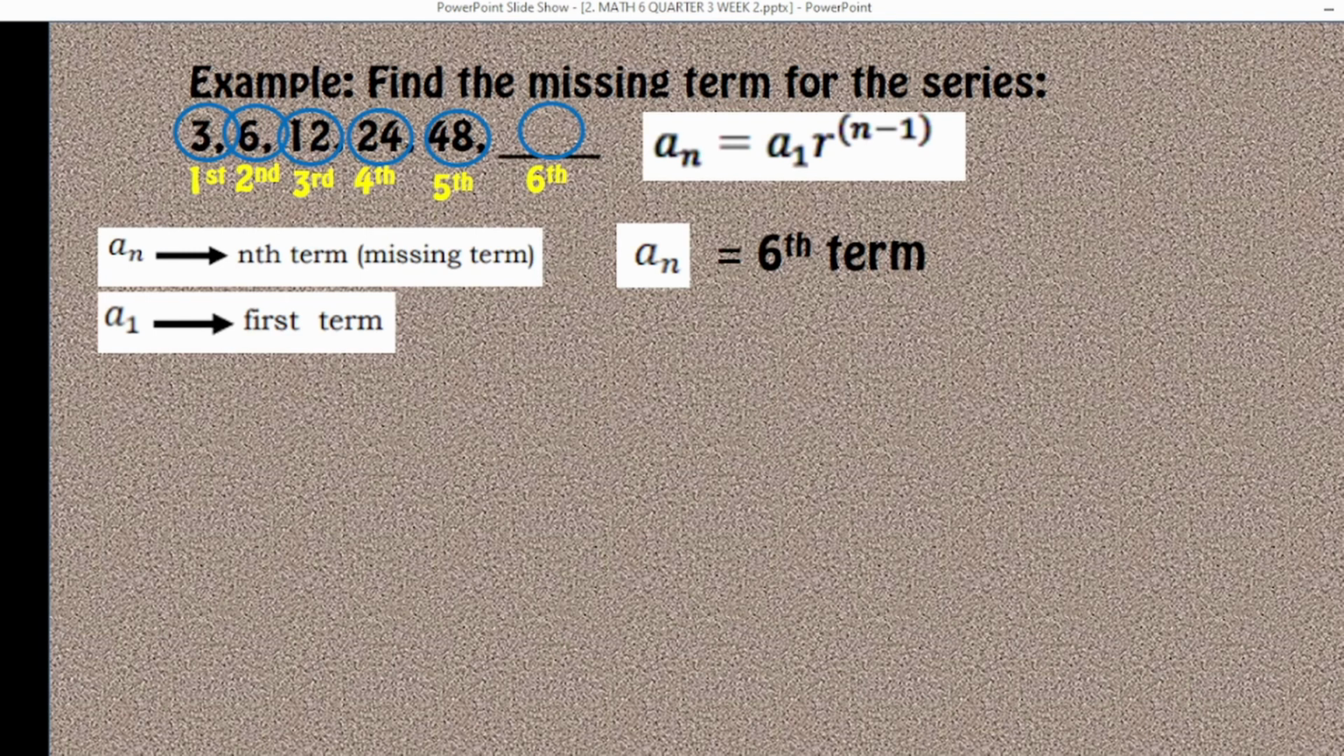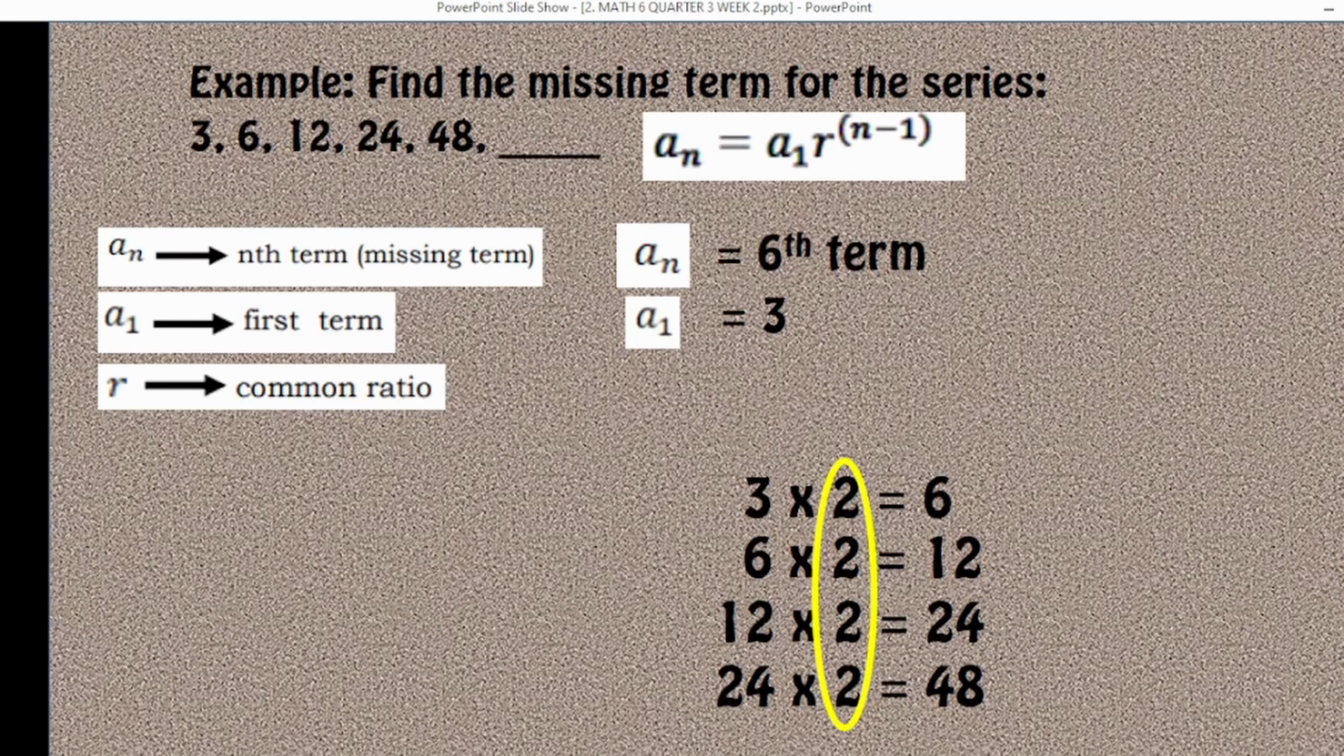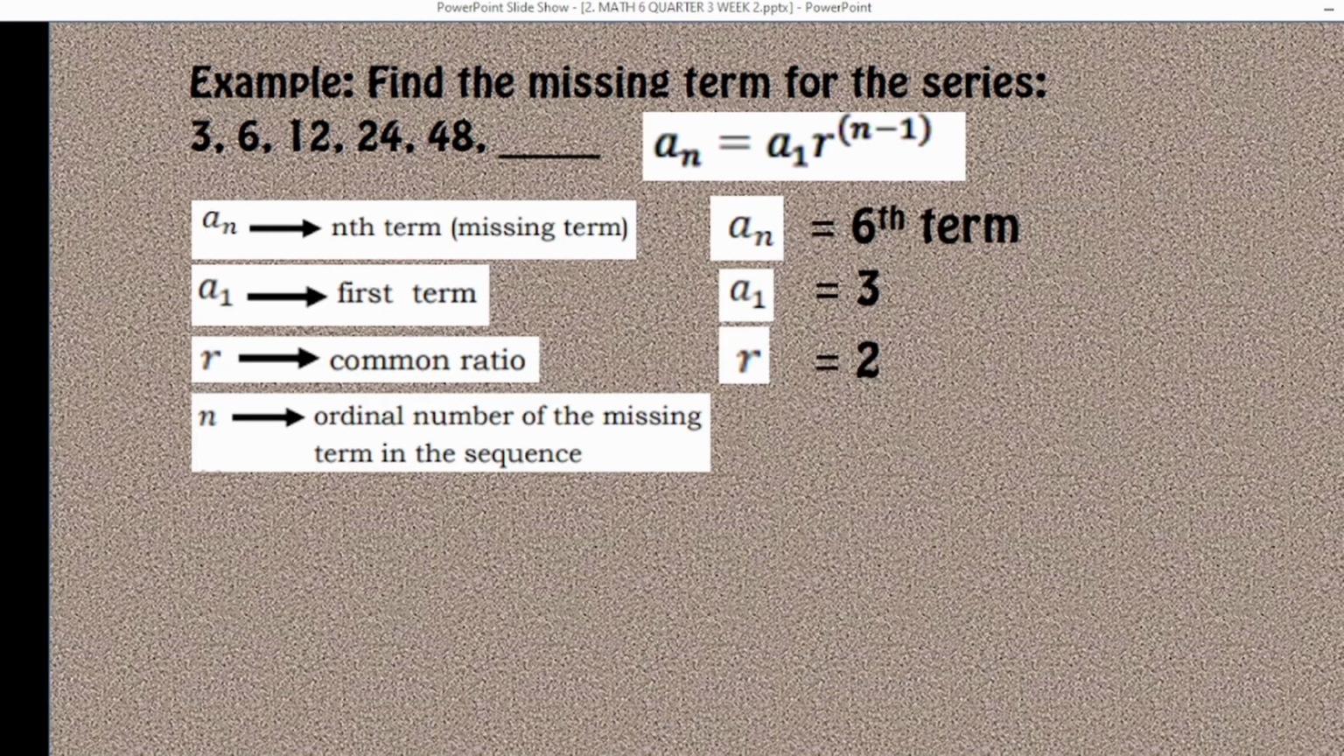A1 yung first term. Ano ba ang equivalent ng first term dyan? So, ang equivalent ng first term ay number 3. So, A1 is equal to 3. R is the common ratio. So, yung mga number ay i-multiply sa 2. So, ang common ratio ay 2. And letter n is the ordinal number of the missing term. So, pang ilan nga ulit yung missing term natin? So, yan ay nasa 6th term. So, ang n natin is equivalent to 6.